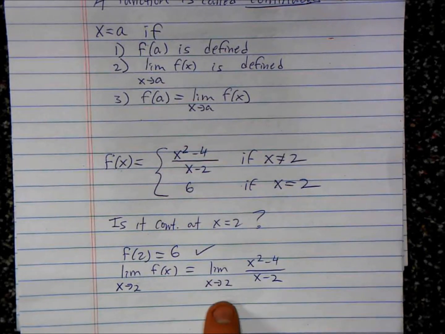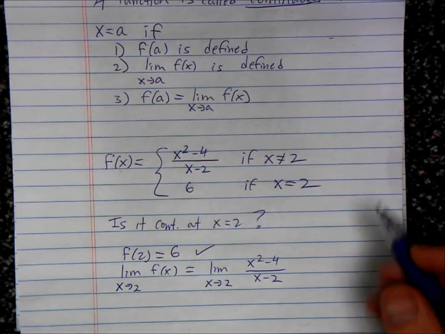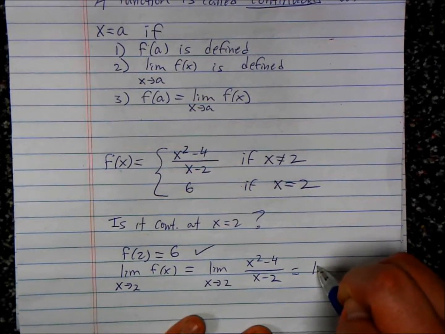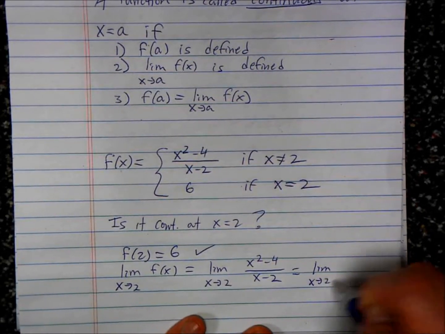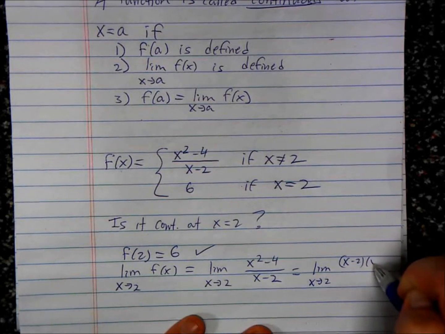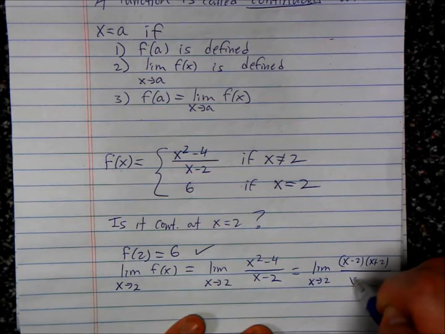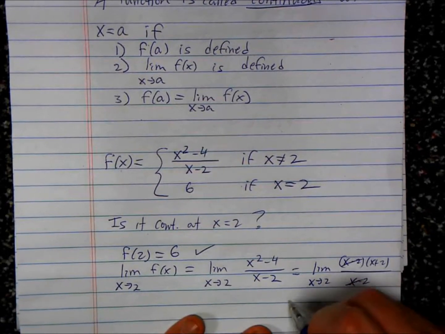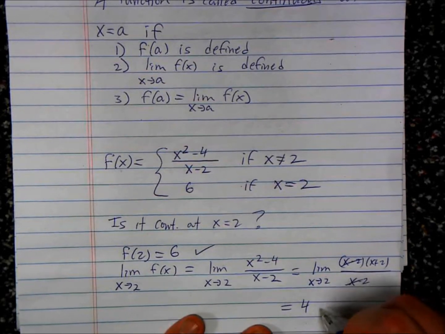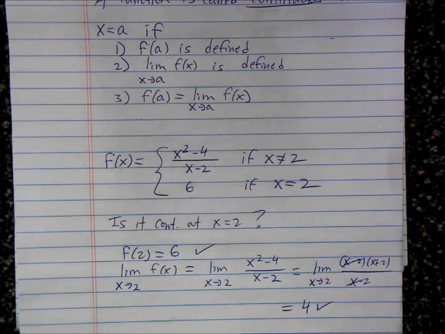You try to plug in 2, you get 0 over 0. It factors, it reduces. You get the limit as x approaches 2 of x minus 2 times x plus 2 over x minus 2. Those cancel out. You plug in 2 and you get 4. So it passes rule number 2. It passed rule number 1. It passed rule number 2.